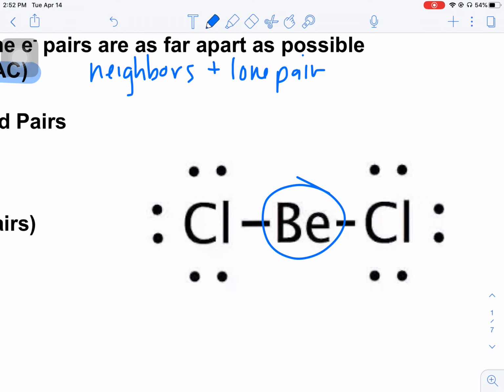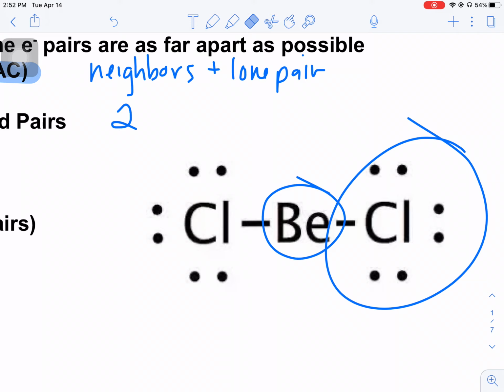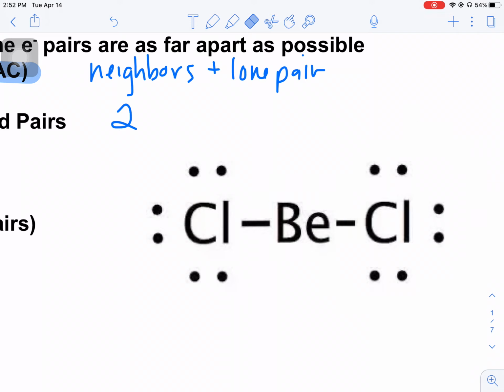Now, how many neighbors does beryllium have? Well, it's got a chlorine on the left and a chlorine on the right. So beryllium has two neighbors. Now, the last question we want to ask is how many lone pairs does beryllium have? We realize that chlorine does have unshared pairs, but that's not our concern. Our concern is beryllium, and beryllium has 0 unshared pairs.